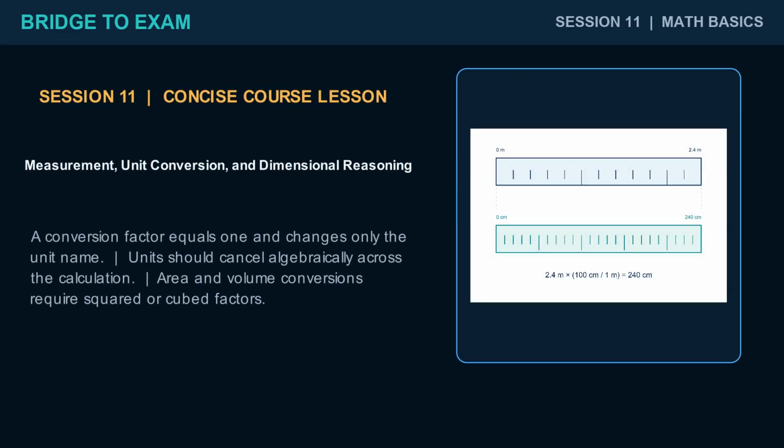Welcome to Session 11, Measurement, Unit Conversion, and Dimensional Reasoning. Measurement connects numbers to units. Conversion changes the unit name and numerical value without changing the physical quantity. Dimensional reasoning treats units as factors that cancel, providing a visible check on setup.